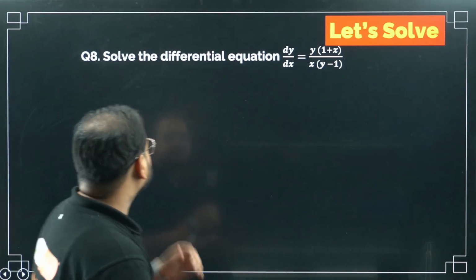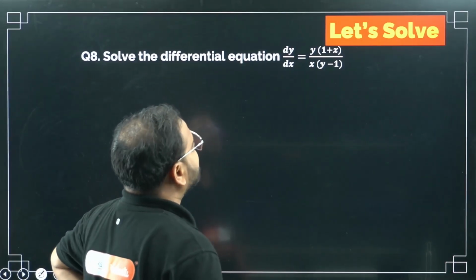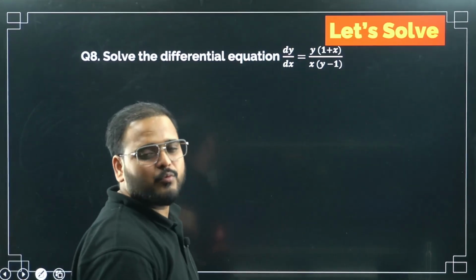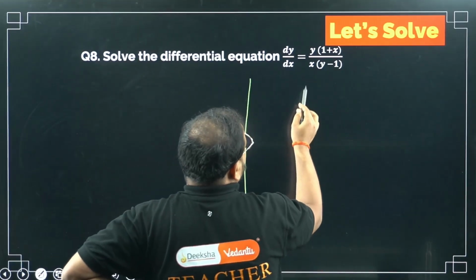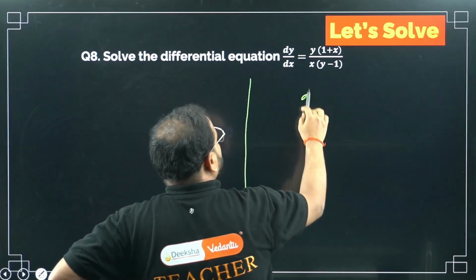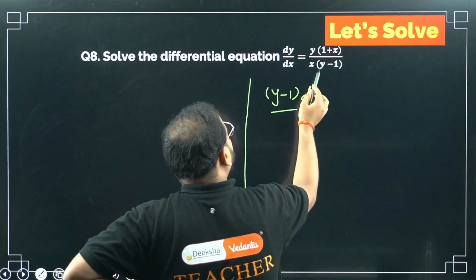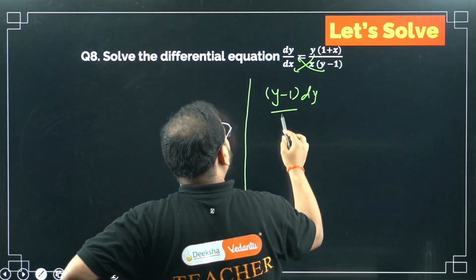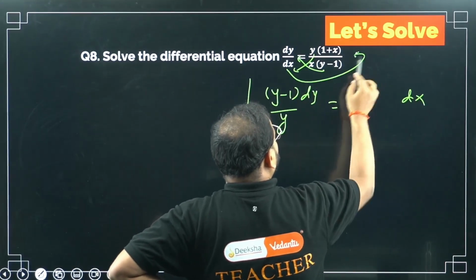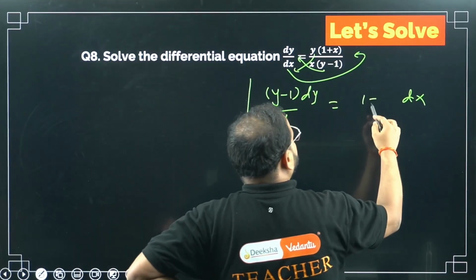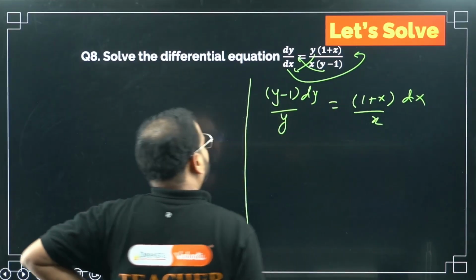Okay, so solve the differential equation dy/dx = y(1 + x) / (x(y - 1)). Simple, we can do what? Variable separable method. Let's see if it works. I need the dy over here, so I need all the y terms on this side. So y minus 1 will go in the numerator, and this y will come here. Upon y, I'll take dx over here, and 1 plus x is already there. This x is also over here only, so no problem.